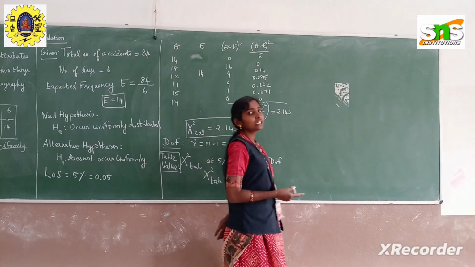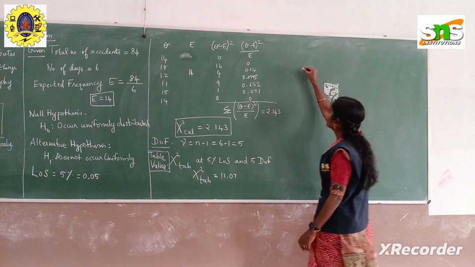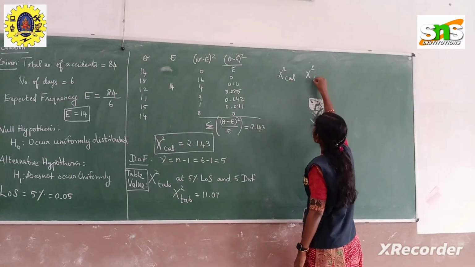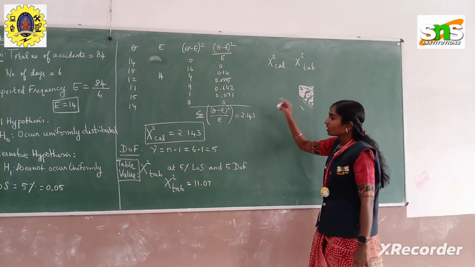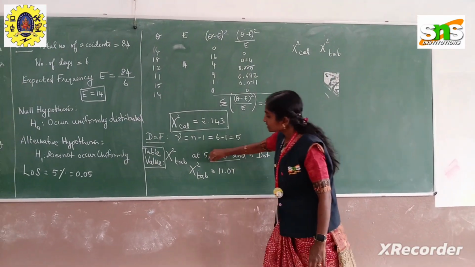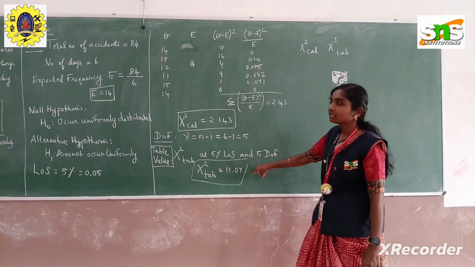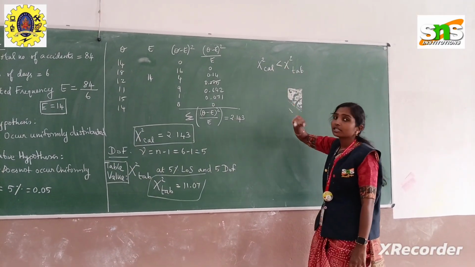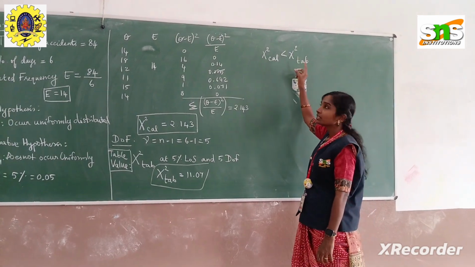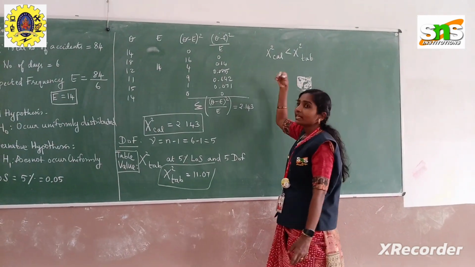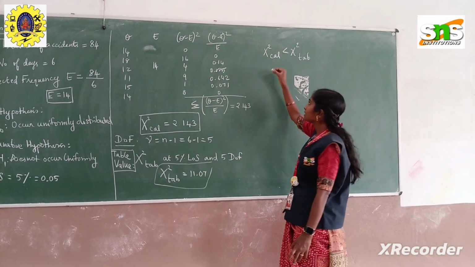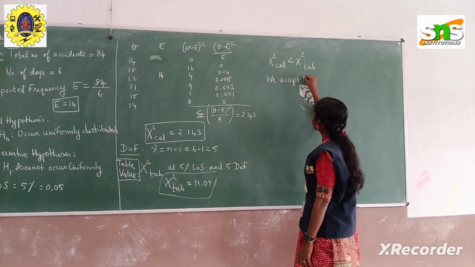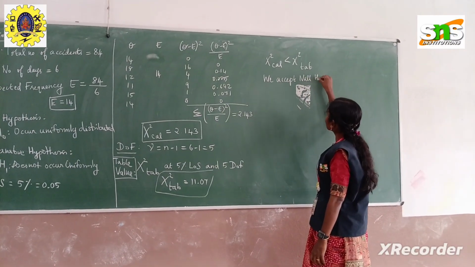So what can we do with the table value? We just have to compare the chi-square calculated value with the chi-square tabulated value. What is the comparison here? The calculated value is much lesser than the tabulated value, which we can say as the chi-square calculated value is lesser than the chi-square tabulated value. So what we can infer from this is that we can accept the null hypothesis, which is H naught.